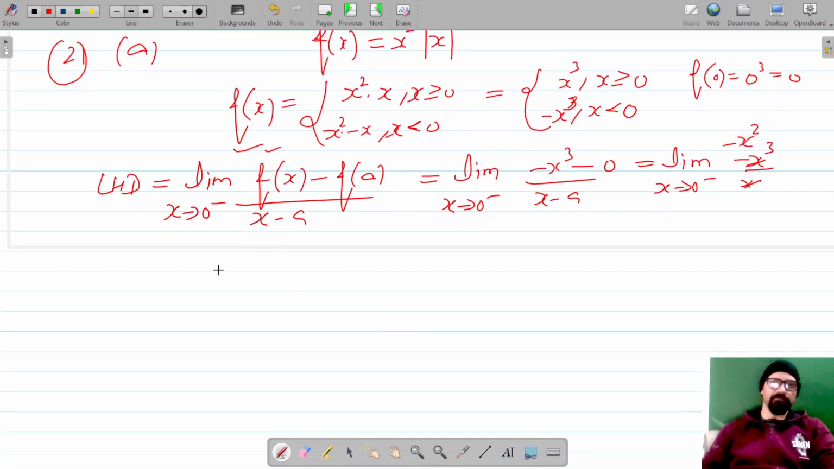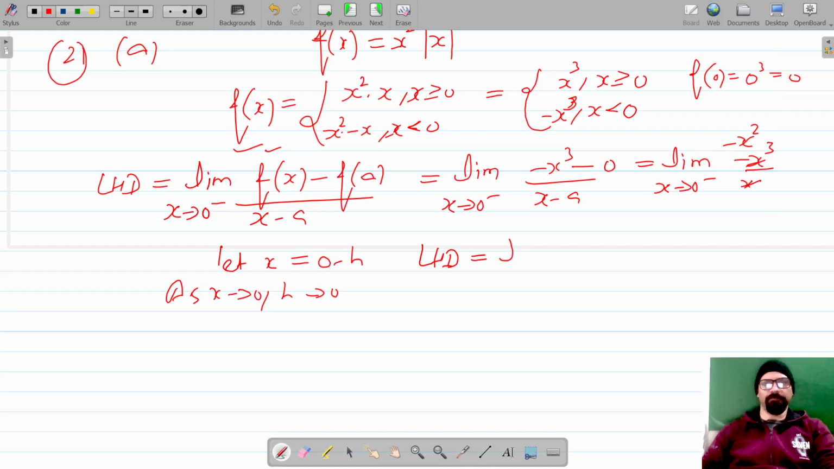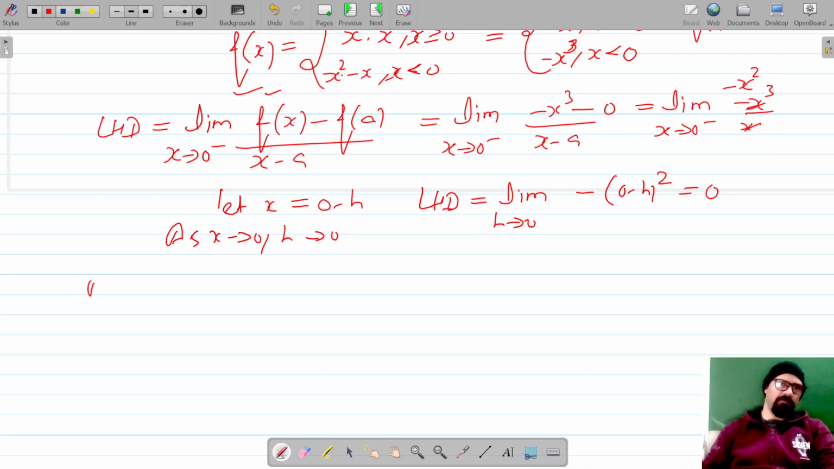Okay, now let's say x is a small value less than 0, and as x tends to 0, h tends to 0. So that means the left hand derivative is equal to limit h tends to 0, and instead of x we can write 0 minus h the whole square, which is equal to 0. Now let's find out the right hand derivative.